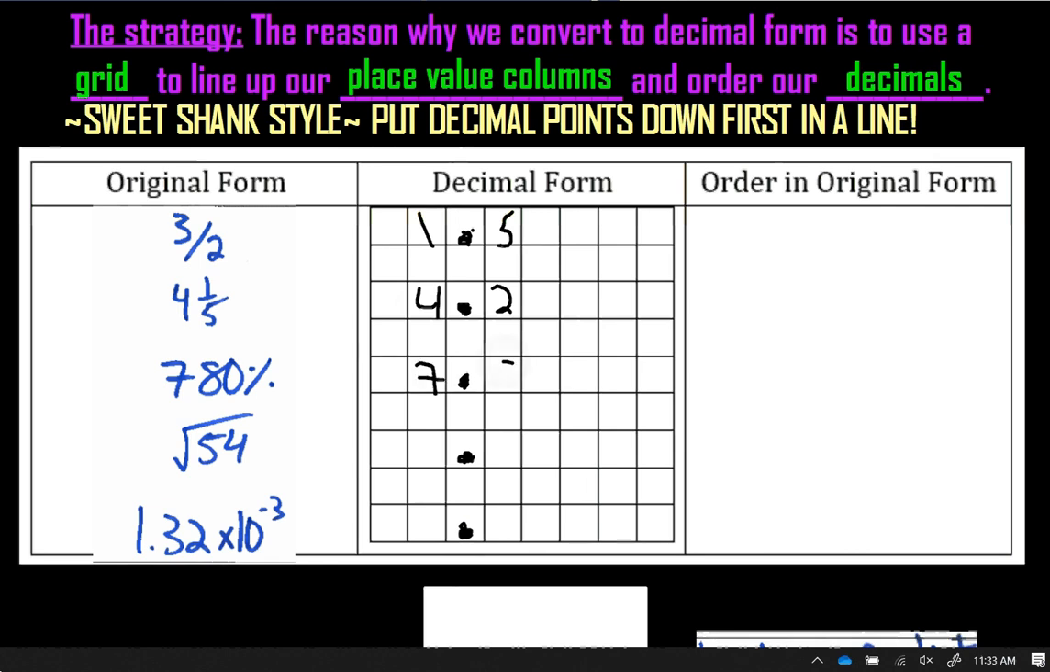So 7.8, we said 7.34, and that last one, it was 0.00132. So now this is how we set it up. So okay, we change it to decimal form. What are we going to do now? Well, we're going to use this.